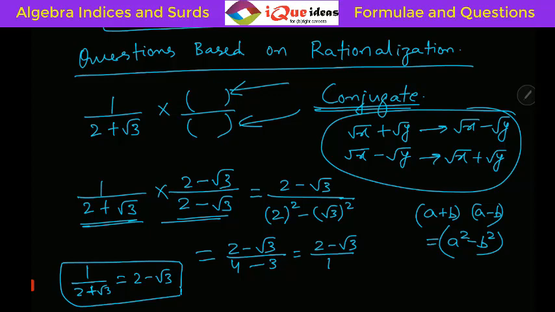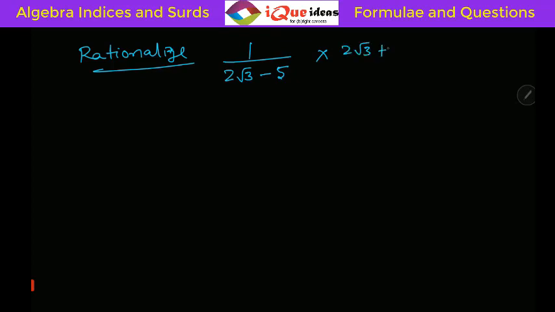Okay, let's take one more example. Suppose we say rationalize 1 by 2 root 3 minus 5. Alright, now how do we go ahead with this? Simply multiply by the conjugate of this. Now the conjugate of this will clearly be 2 root 3 plus 5. So multiply by 2 root 3 plus 5 in numerator as well as in denominator.